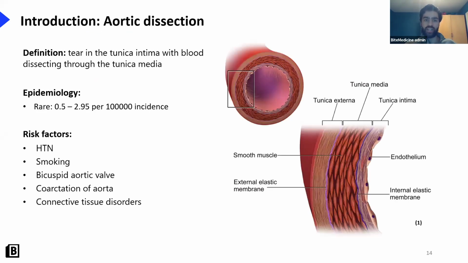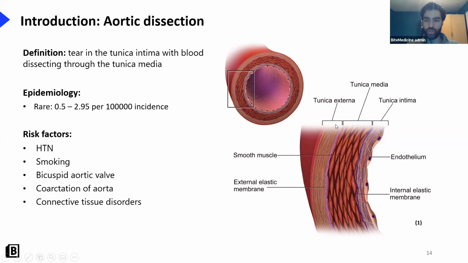So what is an aortic dissection? It's a tear in the tunica intima with blood dissecting through the tunica media. It's rare and it's associated with high blood pressure, smoking, bicuspid aortic valve, coarctation of the aorta, and connective tissue diseases like Marfan's and Ehlers-Danlos syndrome.